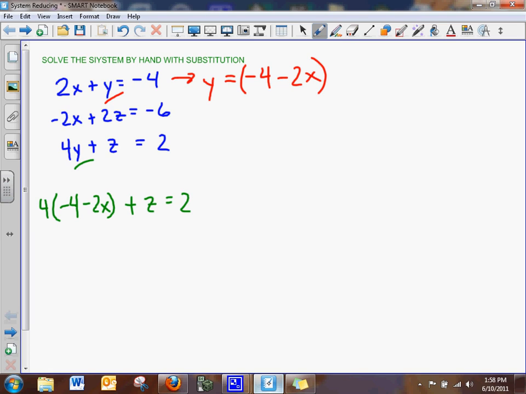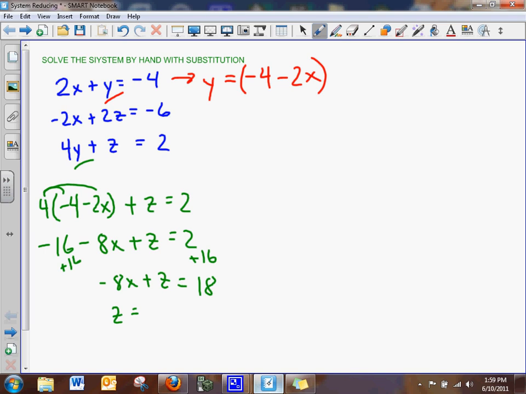Now I'm going to solve this equation. I'm going to isolate one of the variables in this equation, plug it into the other equation, and then I can start solving for some of my values. So I have to simplify this first. Negative 16 minus 8x plus z is equal to 2. I'm going to add 16 to both sides. That's 18, negative 8x plus z. And if I just add 8x to both sides, I have that equal to z.